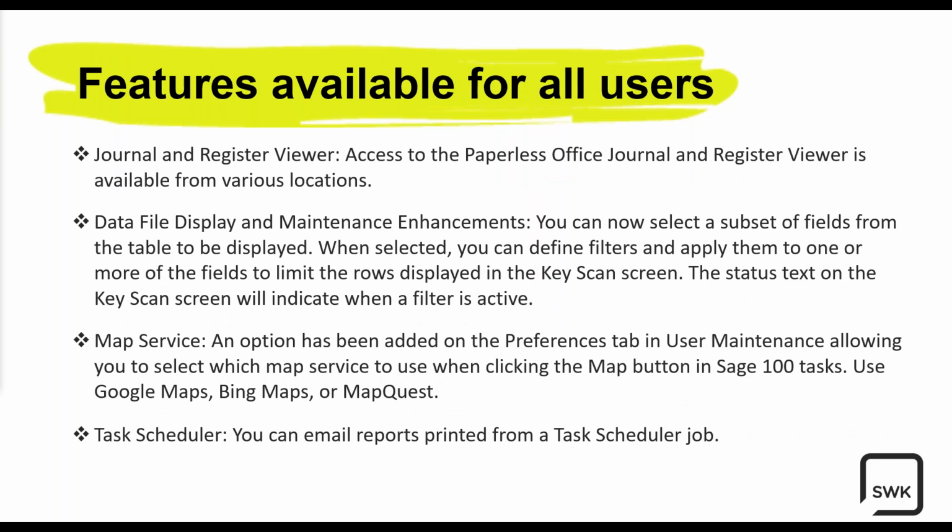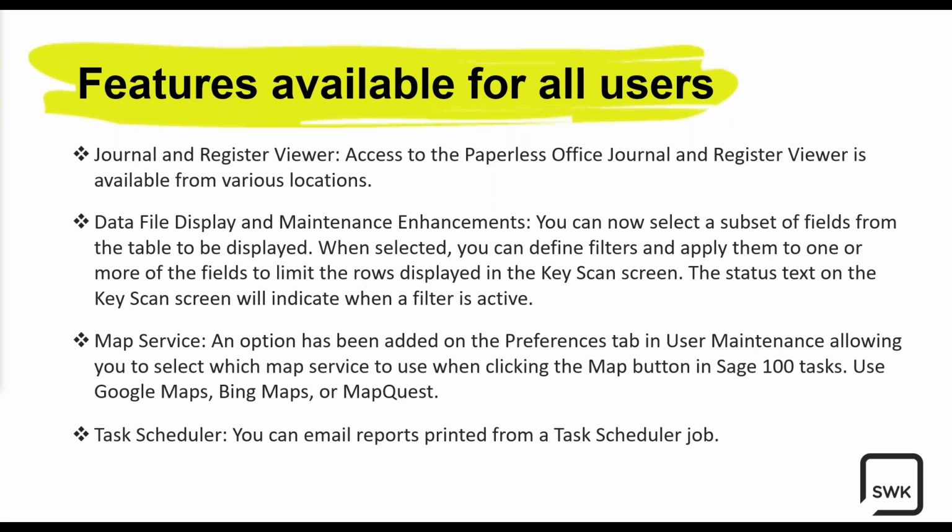All right, so finally, there's some features that have been made available to all users that were previously only available if you were on a subscription licensing plan. So you're either on a perpetual licensing plan or a subscription. So if you were on perpetual, these features weren't available before, but they are now. You have access to Journal and Register Viewer in multiple places throughout the program. So you'll see a Journal and Register Viewer button where you can click to directly go to Paperless Office Journal and Register Viewer for that journal or register.